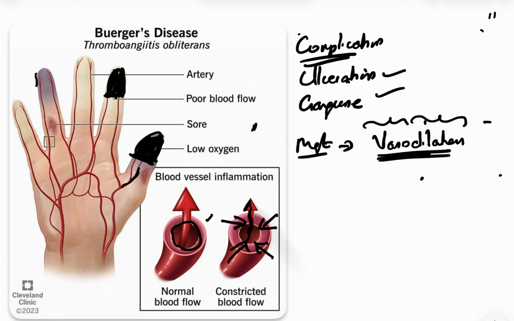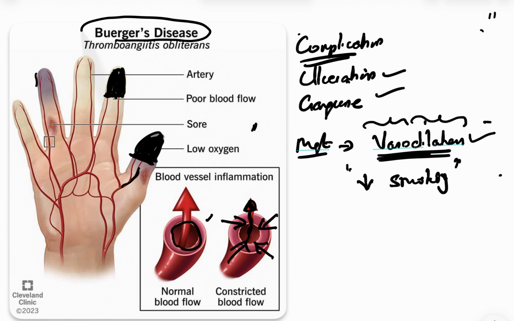So we have to administer vasodilators for the patient and also encourage or educate the patient to reduce smoking, because smoking can be a risk factor or etiology for Buerger's disease. Okay, this is called Buerger's. This is all about Buerger's disease. Remember, it is a vasculitis or inflammatory disease condition.